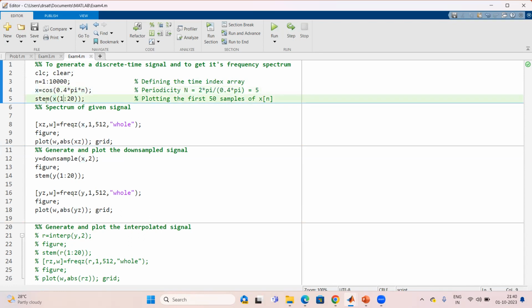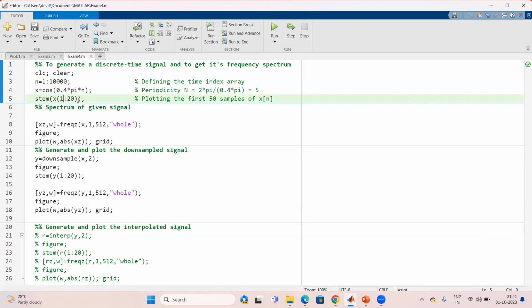Here you can see in the stem plot, I have just plotted first 20 samples of your generated signal X, okay? So only first 20 samples. So this way, if you write 1:20, you will be able to see your first 20 samples, right? So that I will be executing and then I will show you.